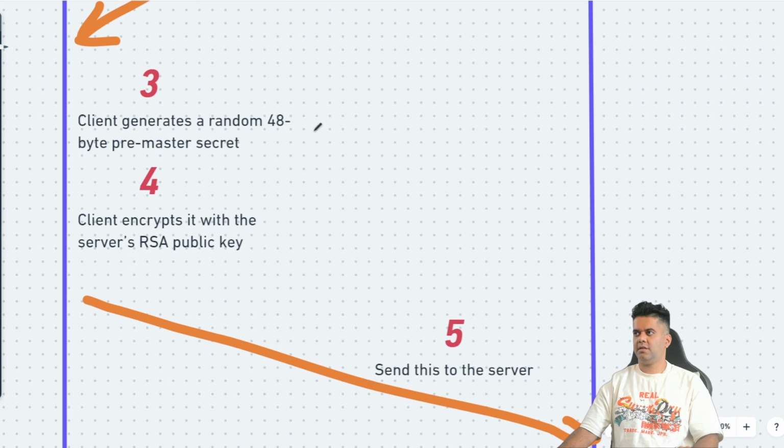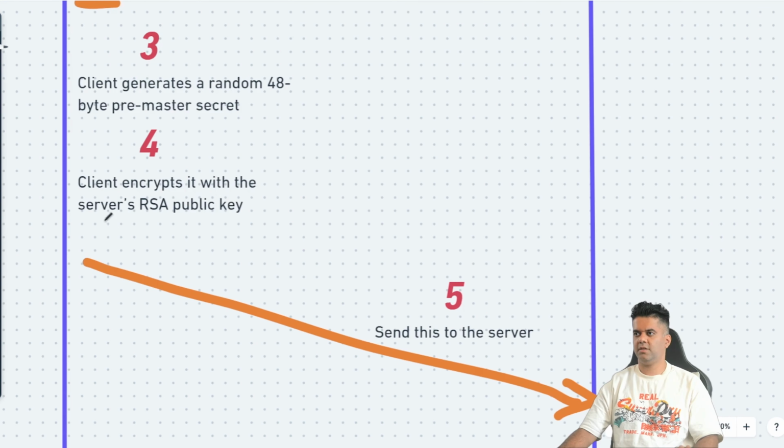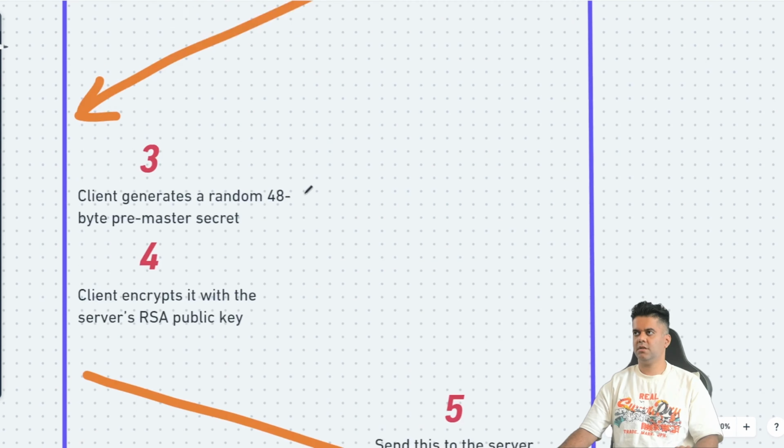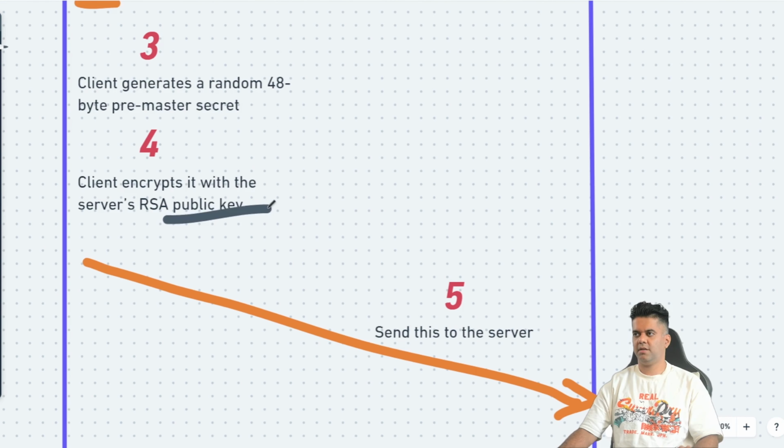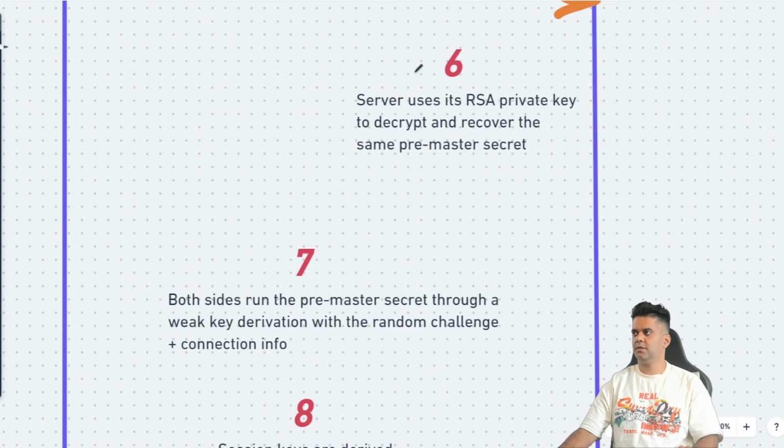So now the client generates a random 48-byte pre-master secret. The client encrypts it with the server's RSA public key. So the server had shared its public key, and the client uses that public key to encrypt the pre-master secret, and it's then sent to the server. The server then uses its private key. We've already seen this when we saw an overview of how asymmetric encryption works, where the server uses its own private key to decrypt something that's been encrypted with its public key by the client. So it's able to recover the same pre-master secret.